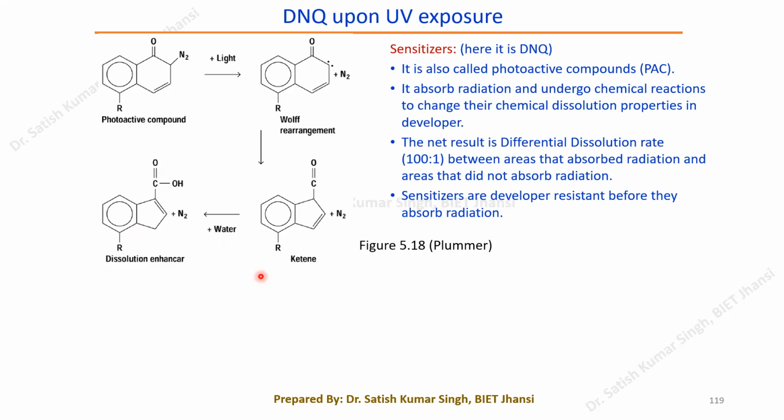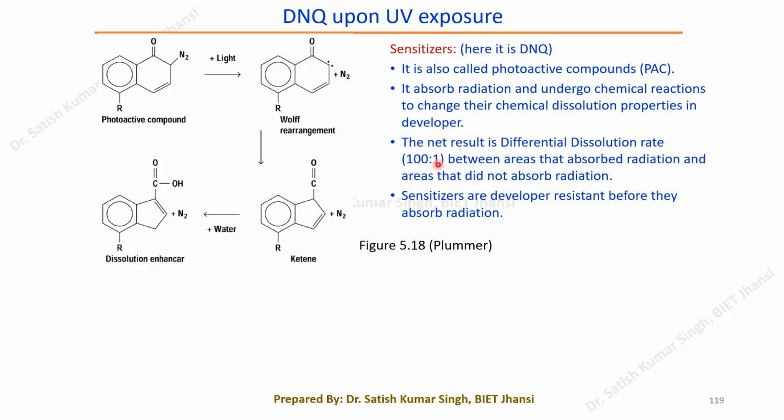But the dissolution rate of this exposed DNQ is somewhere around 100 to 200 nanometer per second. So you can think of how fast this exposed DNQ is going to be dissolved into the developer. What I'm saying is, the differential dissolution, or the ratio between the dissolution rate of your DNQ and Novolac, is almost 100:1.